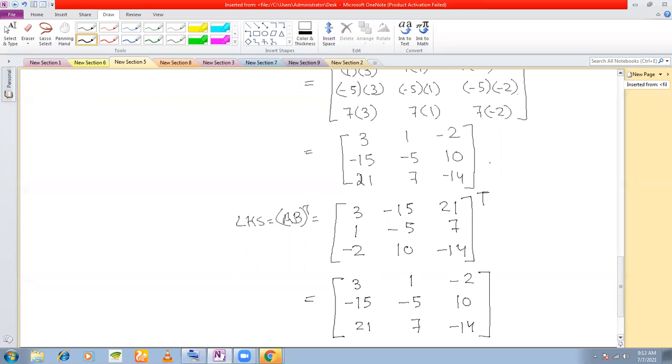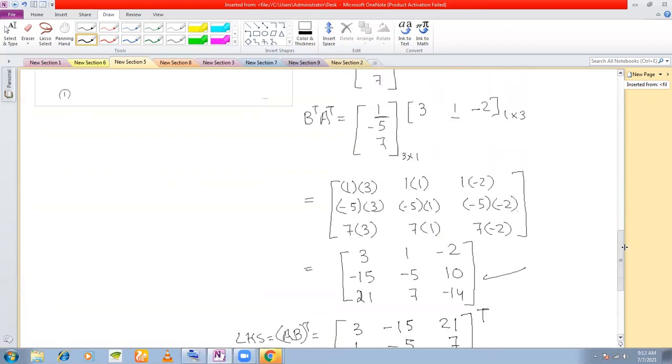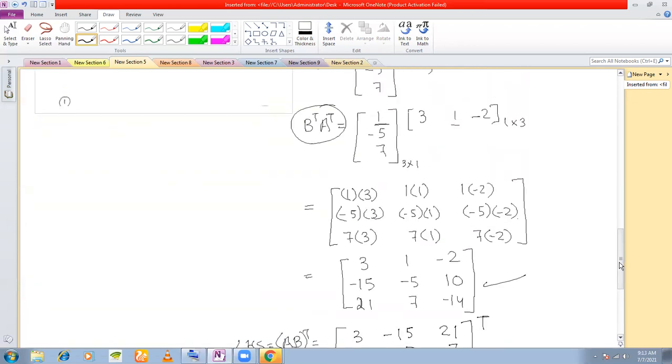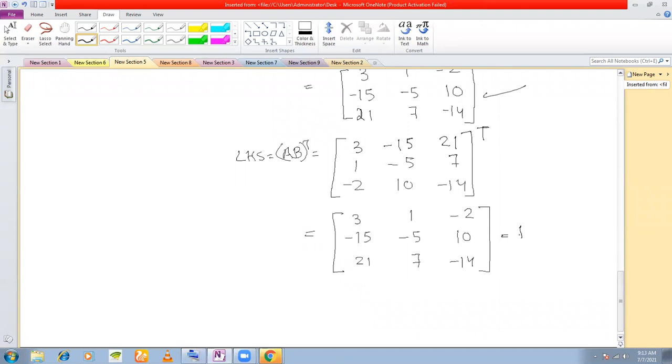If you see, this matrix is equal to this matrix. And what is this matrix? B transpose A transpose, which is equal to the RHS. Hence proved.